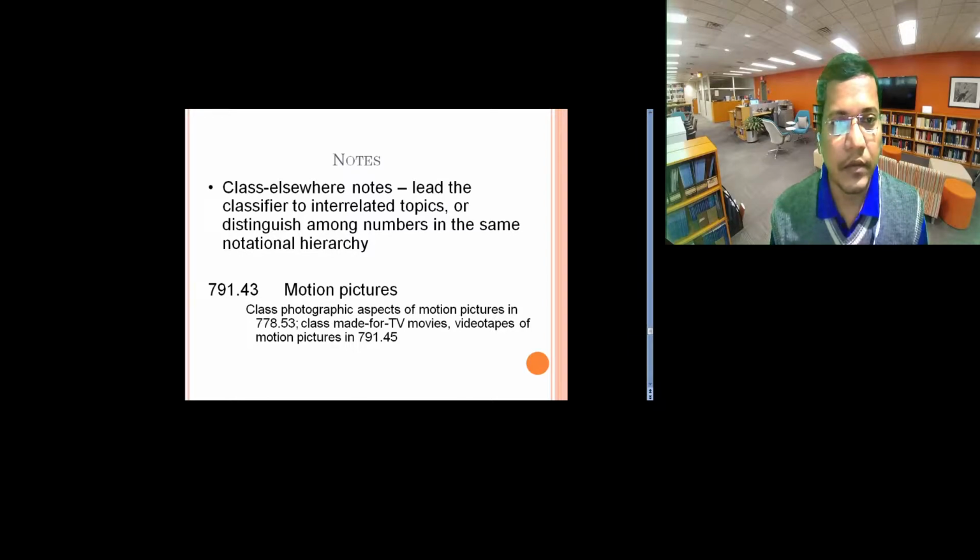Class elsewhere notes lead the classifier to interrelated topics or distinguish among numbers in the same notational hierarchy. For example, 791.43 Motion pictures. Class photographic aspects of motion pictures in 778.53. Class made-for-TV movies, videotapes of motion pictures in 791.45.